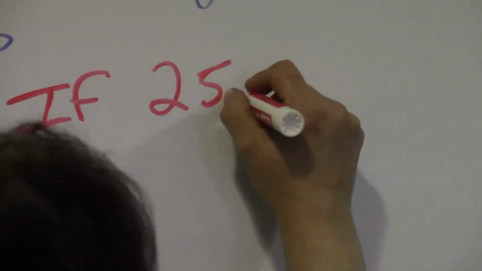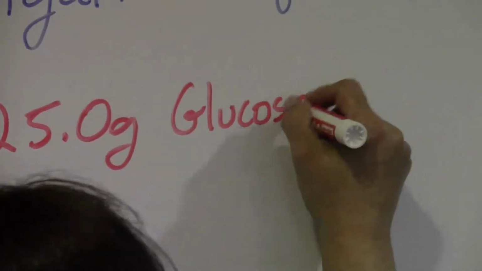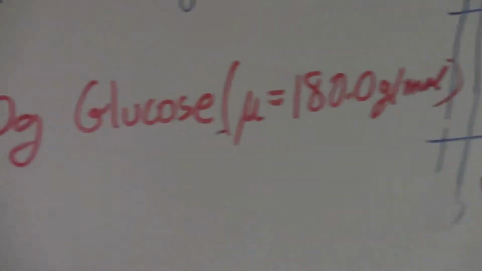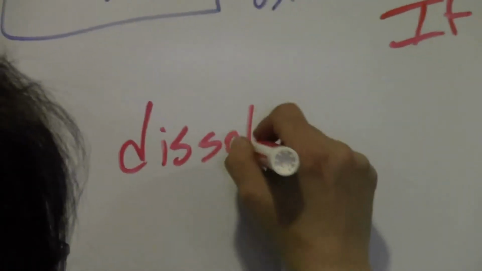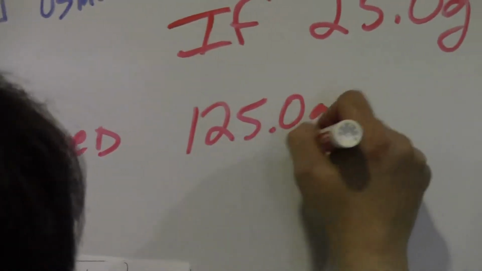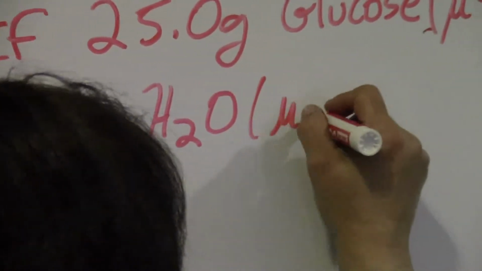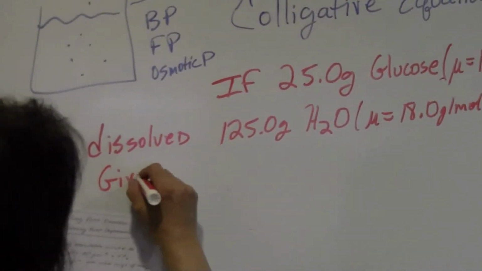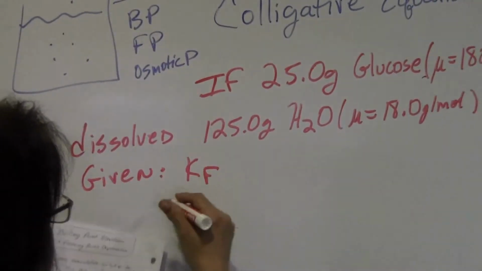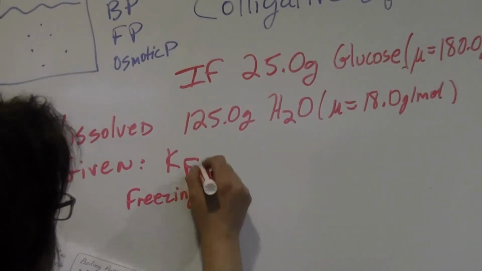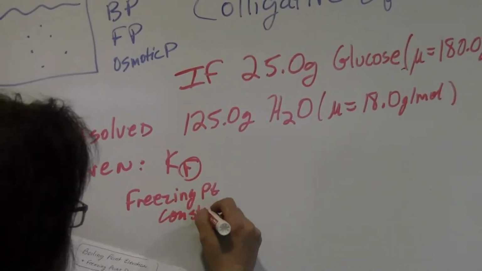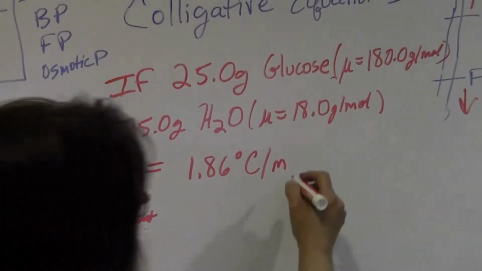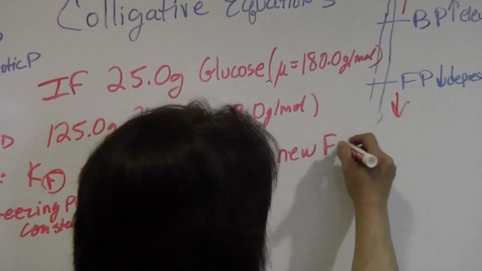If 25 grams of glucose, with a molar mass of 180 grams per mole, is dissolved in 125.0 grams of water, and they give you the molar mass of that also, I don't know why, and they give you the freezing point constant, that's the K sub F, equal to 1.86 degrees centigrade per molal. What is the new freezing point of the solution?